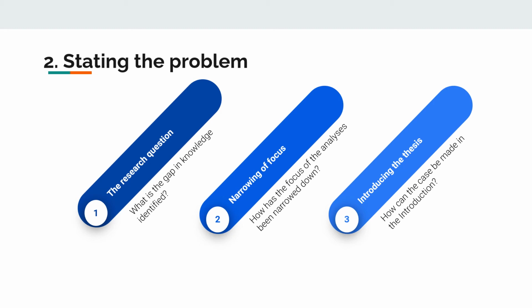This research problem thus identified is usually stated in the first paragraph of the first introductory chapter of our dissertation. The first paragraph of the introduction would therefore be a summary of the entire introductory chapter and end with the statement of the problem.